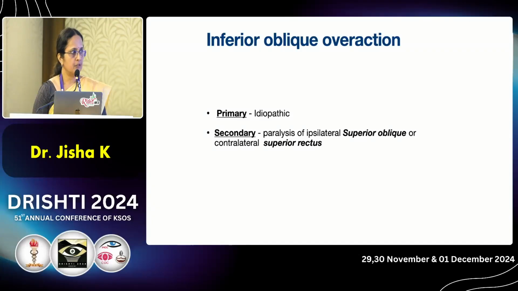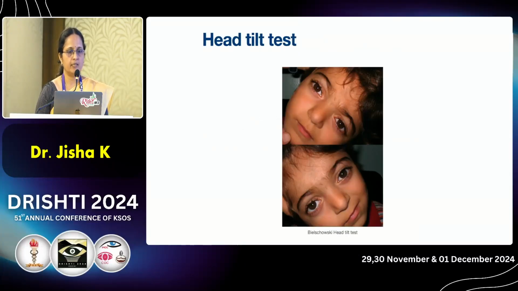There are 2 types of inferior oblique overaction. One is a primary one, where there is no associated pathology; it is idiopathic. And the secondary variant is due to paralysis of the same eye, ipsilateral superior oblique paralysis, or the contralateral superior rectus paralysis. But the paralytic muscle may be difficult to identify because the limitation of movement will be very minimal. So how to identify whether the oblique overaction is a primary one or secondary one?